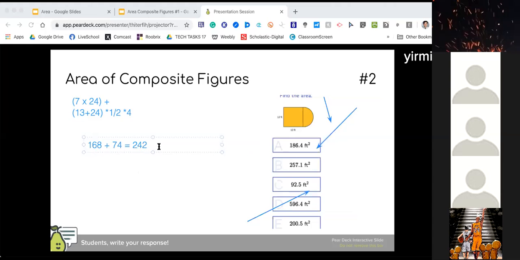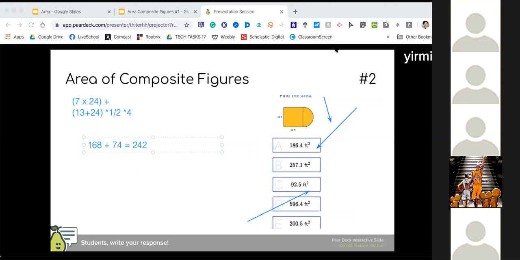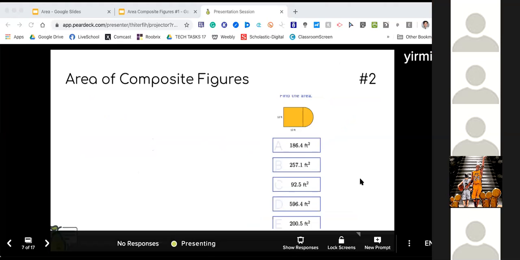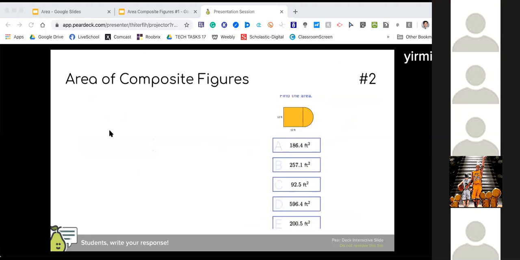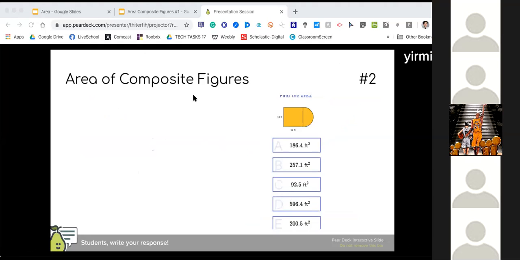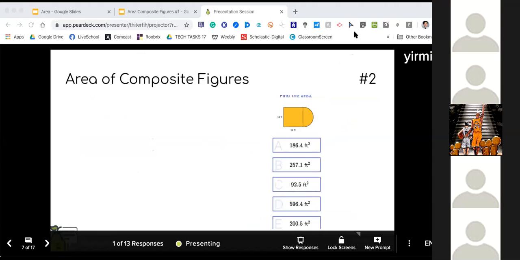All right. These would have been on your TCAP if you had TCAP. We're not having TCAP. Good. That's something you don't have to worry about. All right, here we go.